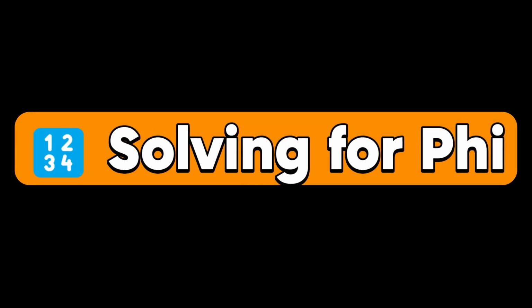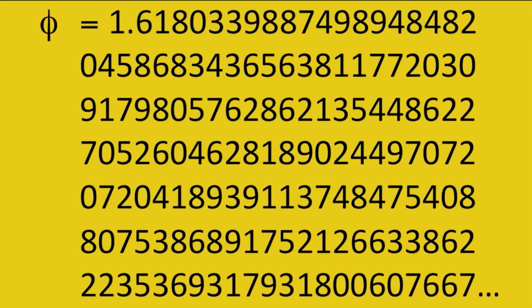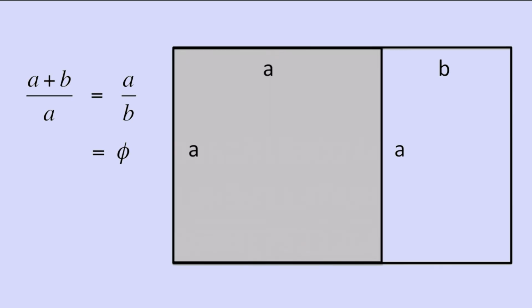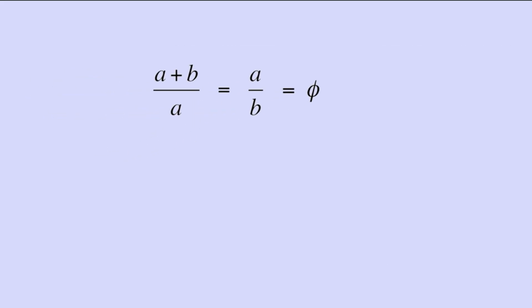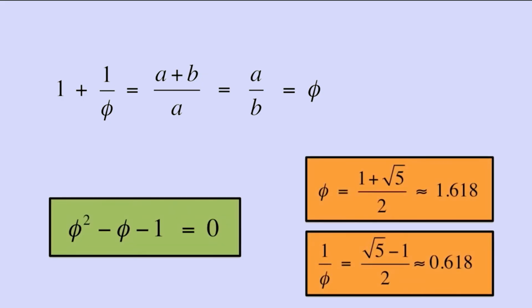Solving for phi. So, the golden ratio is equal to this number. Now let's see where this number actually comes from. Starting from the defining relationship, we say that A divided by B is equal to A plus B divided by A. From this, we can derive a quadratic equation, and solving that equation gives this exact value for the golden ratio: 1 plus the square root of 5, all divided by 2.